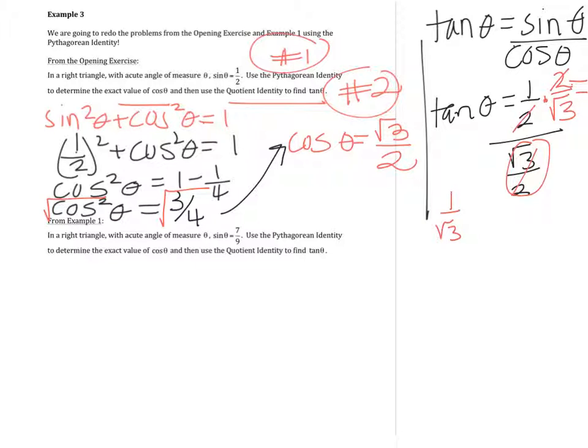But you can't have a radical in the denominator, so we must rationalize it. And we get radical 3 all over 3 is equal to tangent of theta, which is the same value we got in the beginning. So you can go ahead and check that at this time.